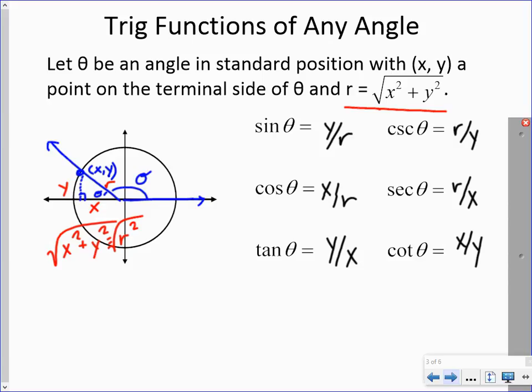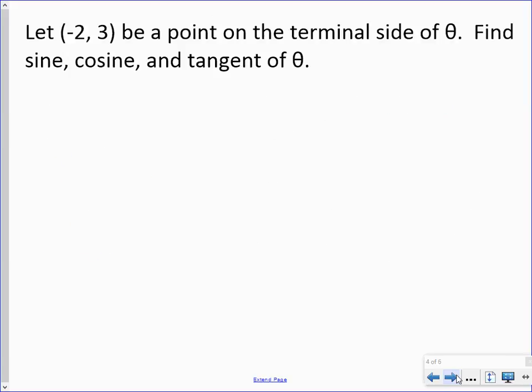So I'm going to give you a slide. I'm going to show you an example, and I'm just going to let you brainstorm what you might do. There are multiple avenues you can take to get to the right answer. Some people will think about it visually, and others will just think about it in terms of definition. So here's your first example, something similar to what you might be asked on your homework assignment. Let negative 2, 3 be a point on the terminal side of theta. Find the sine, cosine, and tangent of theta.